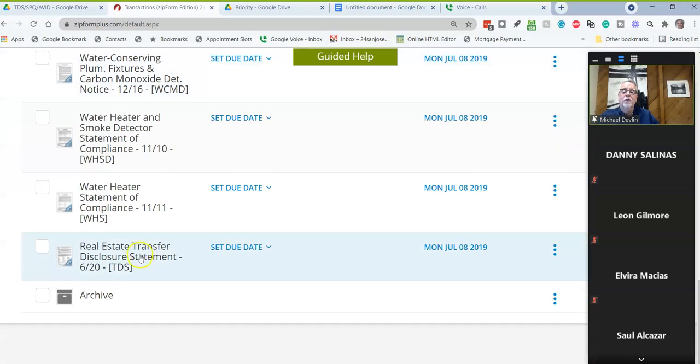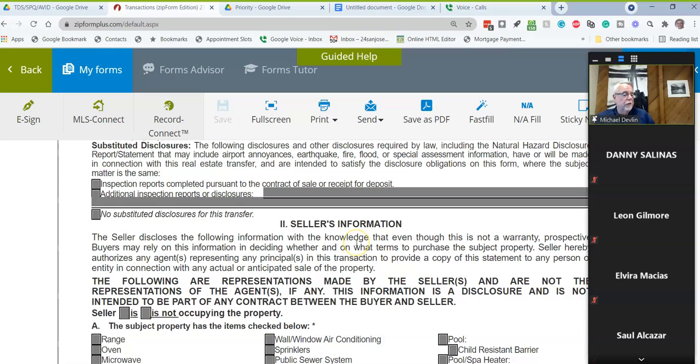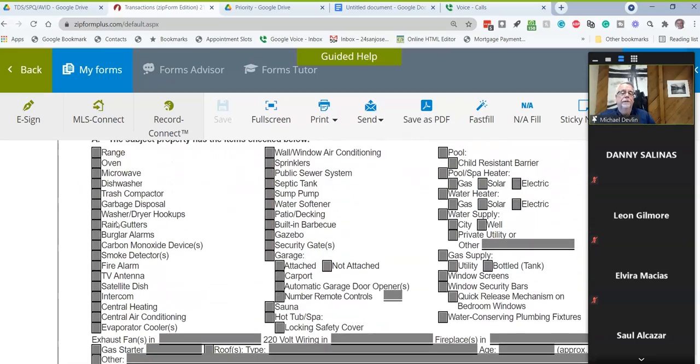All right, so I created a sample transaction. We're going to open up a transfer disclosure statement. We're going to go through how to fill it out. So everything that is in yellow is something that you could fill out. If it's not in yellow, and I know it looks orange on some browsers, but if it's not, that means you cannot fill it out.